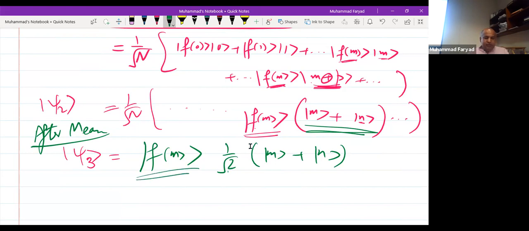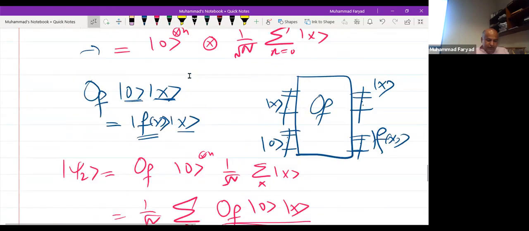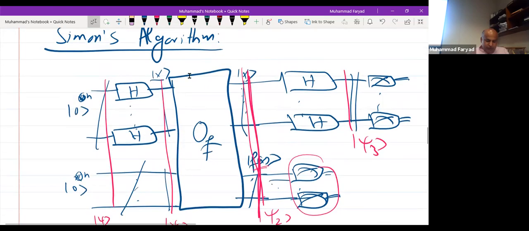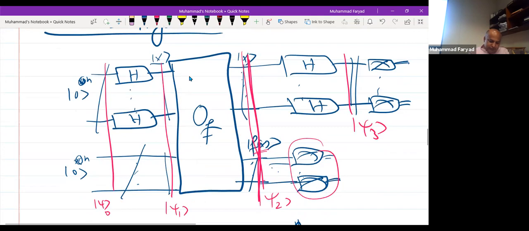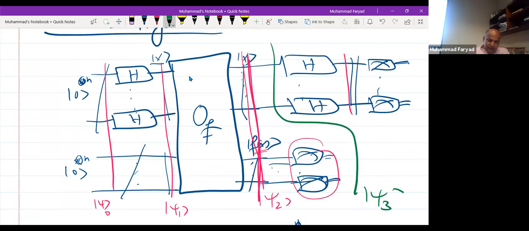So this is some state which is normalized in itself, and this is a state which is in the other register, and since it's m plus n for sure, I have normalized it by adding a factor 1 over square root 2. So this is what we get right after the measurement. Let's label this as psi3. And now let's see what is psi4.